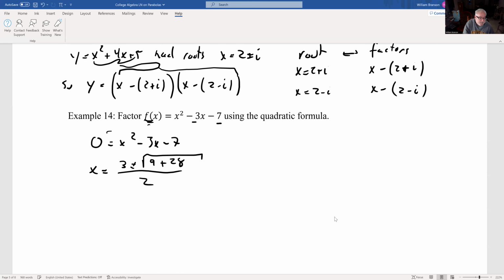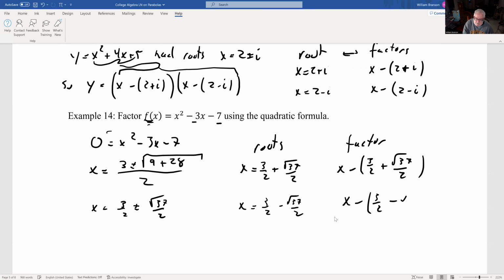And so what do we have? We have two roots. x equals 3 halves plus square root of 37 over 2, and x equals 3 halves minus square root of 37 over 2. And what are the factors that go with those roots? Well, x minus a root is one factor, and x minus the other root is the other factor.